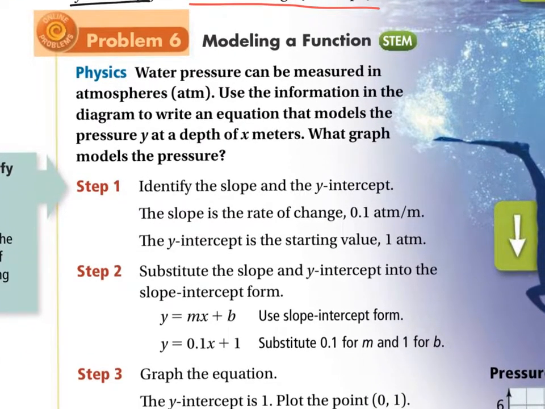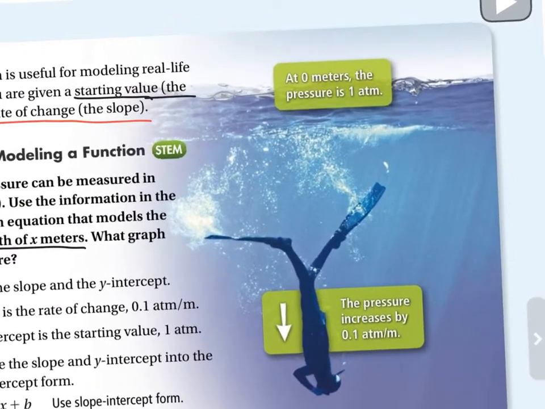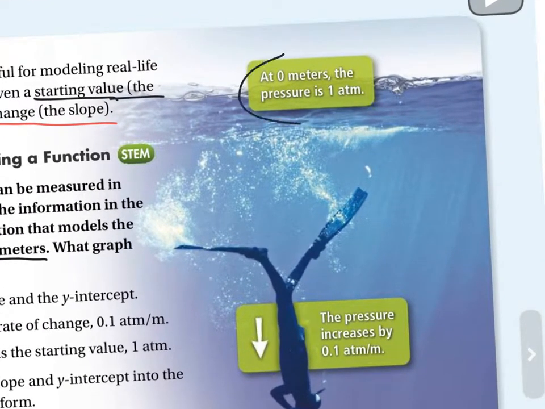On problem 6, water pressure can be measured in atmospheres. Use the information in the diagram to write an equation that models the pressure Y at a depth of X meters. And what graph models the pressure? You can see the information here. They're telling us at 0 meters the pressure is 1 atmosphere. So 0 meters, 1 atmosphere. That's my y-intercept. They're telling me right there my y-intercept is 1.